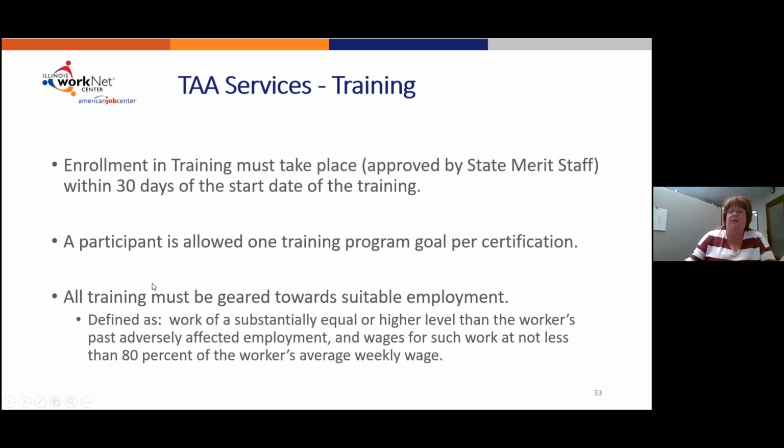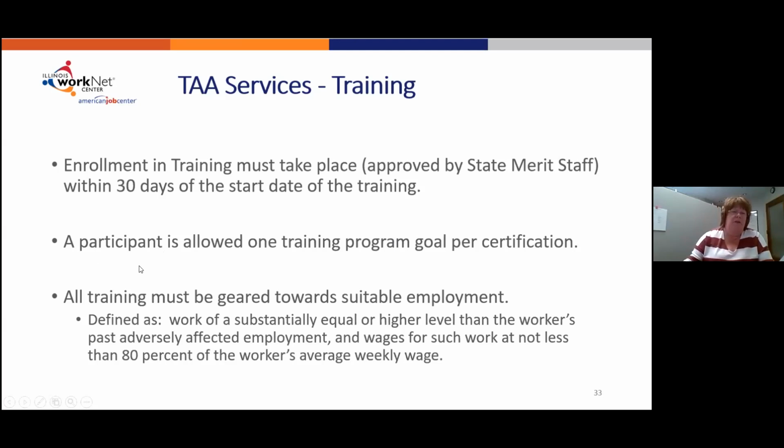A participant is allowed only one training program per certification. If they were laid off from 2 separate certifications, then they would basically have 2 training programs that they could attend, but it's only one per certification.